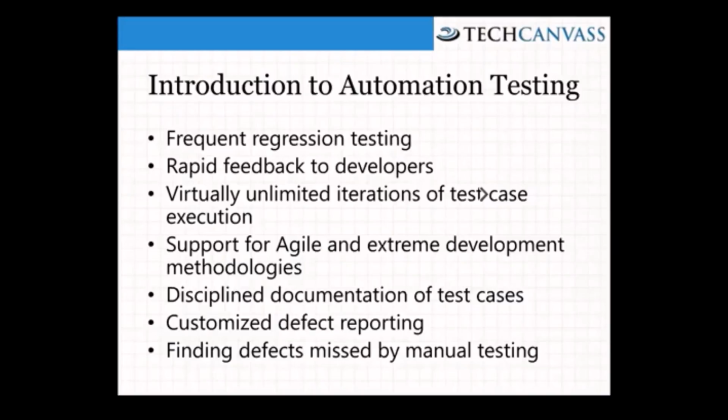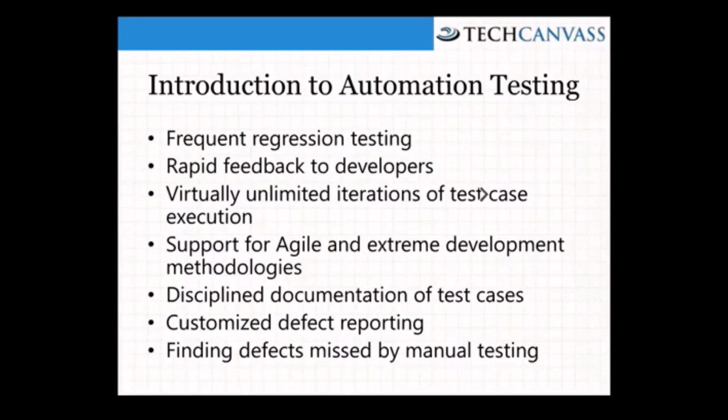Second, rapid feedback to developers, right? You can very quickly run your regression suite, and you can apprise developers about any bugs very, very quickly, because with manual testing, if you have to execute say 1,000 test cases, you might end up testing for months, and then you can report the bugs, right? So automation makes things very quick.